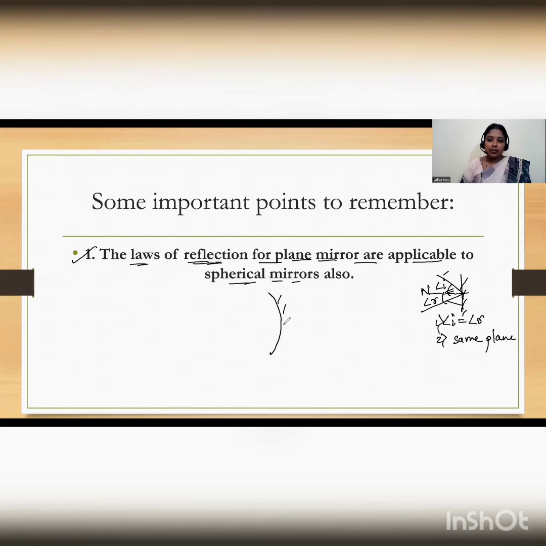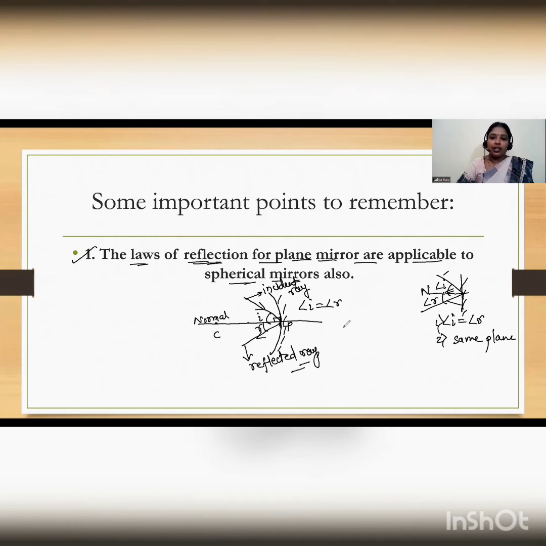Suppose this is a spherical mirror, and this is the center of curvature and this is the pole. If a ray of light strikes the mirror, it will be reflected back, and angle I and angle R will be equal in this case also. And this will be the normal, because this straight line is like a perpendicular. This is the incident ray, and this is the reflected ray, right? So the incident ray, reflected ray, and the normal all lie on the same plane.